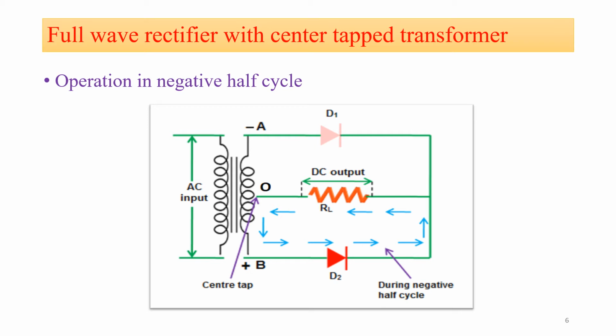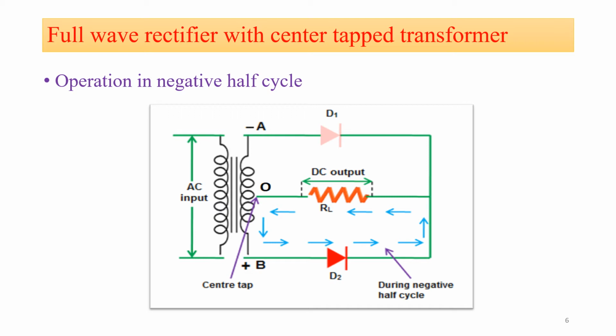And at the same instant our diode D1 will be in reverse bias condition. Now why will diode D1 be in reverse bias condition? Because the anode of diode D1 is connected with the negative terminal, while the cathode of diode D1 is connected with the positive terminal. That's why our diode D1 will be in reverse bias condition and it will act as an open switch for the negative half cycle.